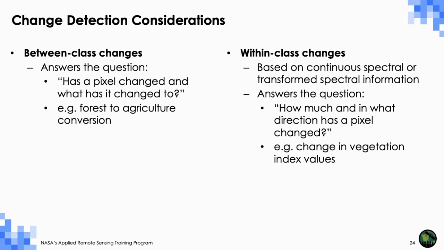But within class changes, on the other hand, allow us to ask the question, how much and in what direction has a pixel changed? So this basically means that you're assessing change within a class, like change in a vegetation index value. And in our GEE exercise, we'll be looking at within class change of a vegetation index to assess vegetation degradation. And while this isn't the same as change detection between classes, we assume that the degradation of vegetation, or reduction or increase in our vegetation index values, results from cover change due to things like human development, drought, and agriculture.